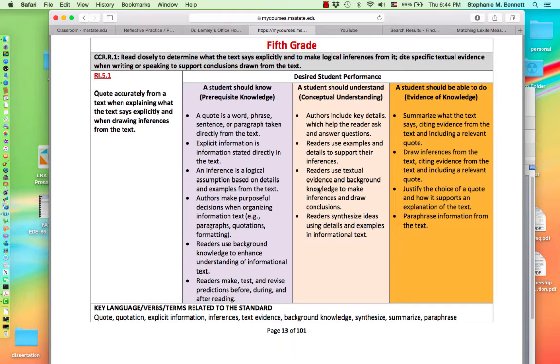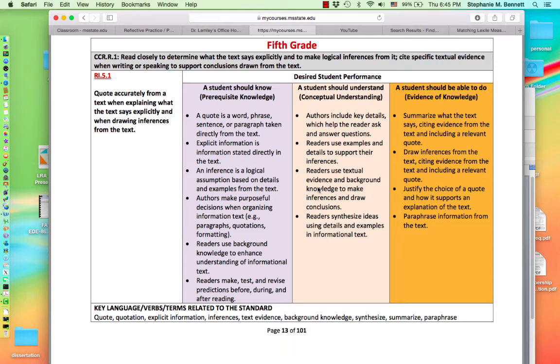Also remembering with the Common Core state standards, these are standards they should be able to accomplish by the end of the school year. So this is not one standard that you're going to introduce once or twice. You're going to introduce this standard and practice it over and over again throughout the school year so that the students are proficient with this standard by the end of the school year.